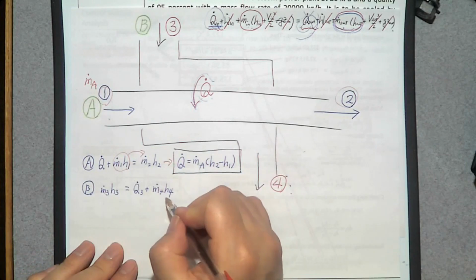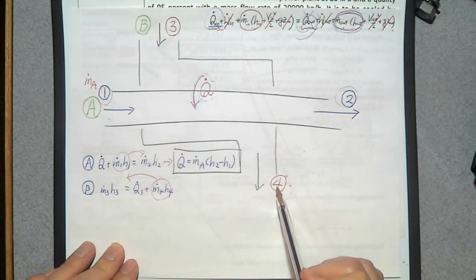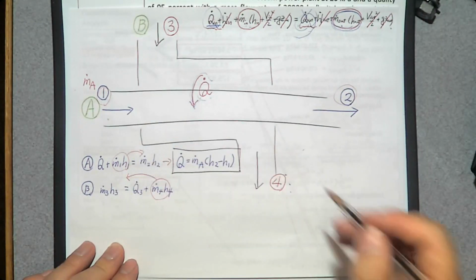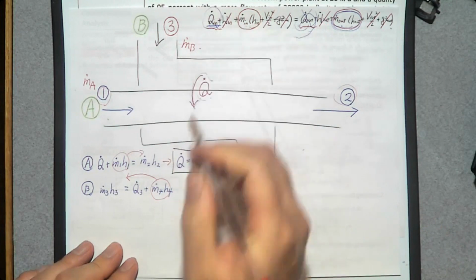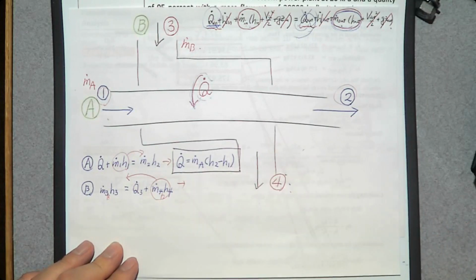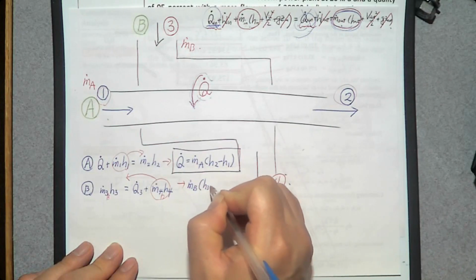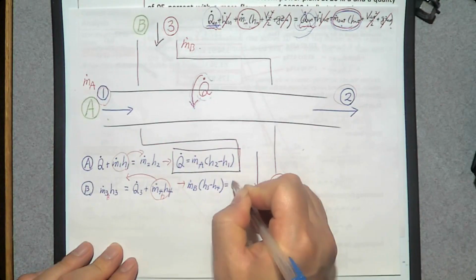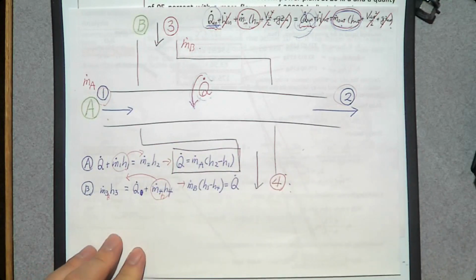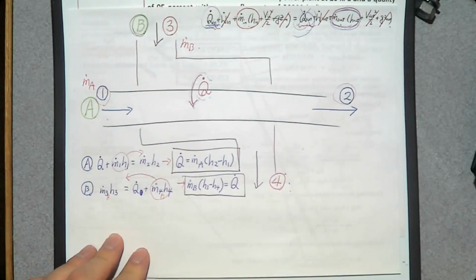So let's simplify this one. We can move this one to the left-hand side, and m dot 3 is the same as m dot 4 because we only have one inlet and one exit for fluid B. So we can just say m dot of B. Then the energy balance equation is m dot B times (H3 minus H4) is Q dot. So this is the energy balance equation for fluid B.